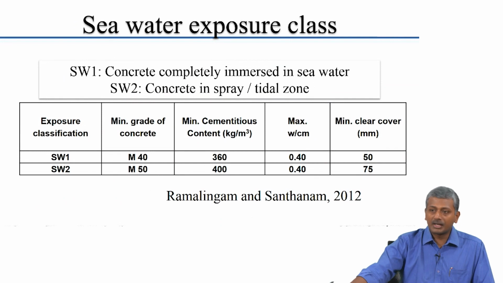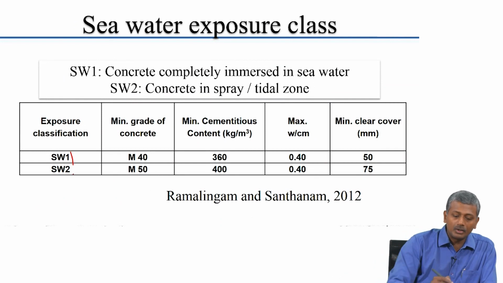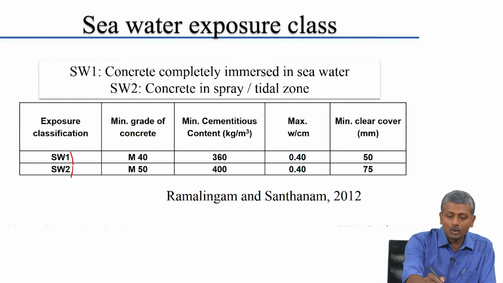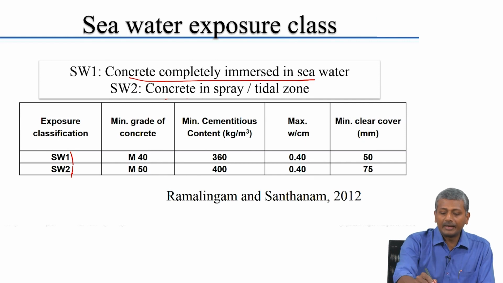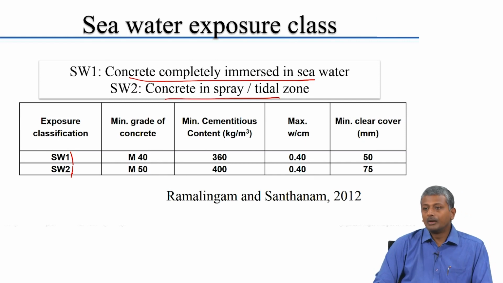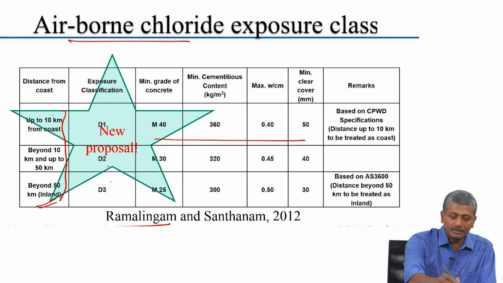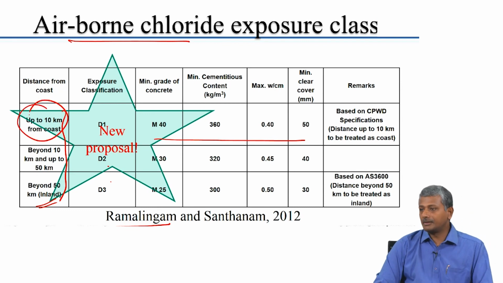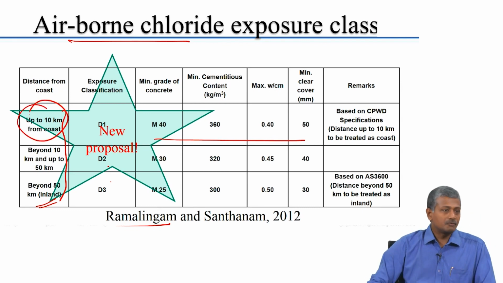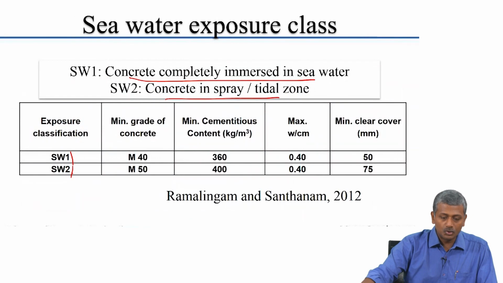The seawater exposure class is a lot simpler now. You have SW1 and SW2, where SW1 is concrete completely immersed and SW2 is concrete in the spray or tidal zone. Why do we not consider the atmospheric zone concrete in this case? The atmospheric zone concrete which is subjected to seawater spray, why is that not addressed here? Because that gets covered in the airborne chloride exposure class under the D1 category. So, you do not need to create that category again for seawater, you can just address it with two categories.